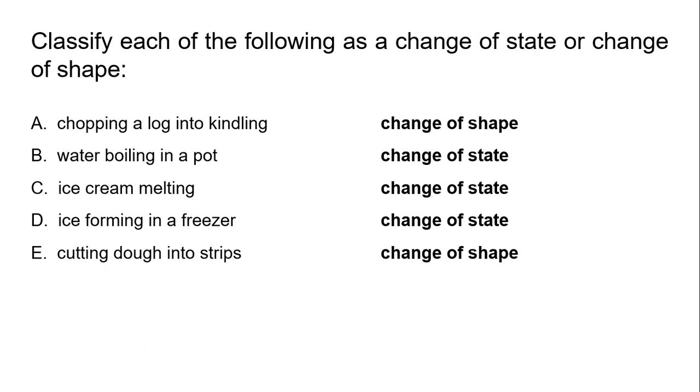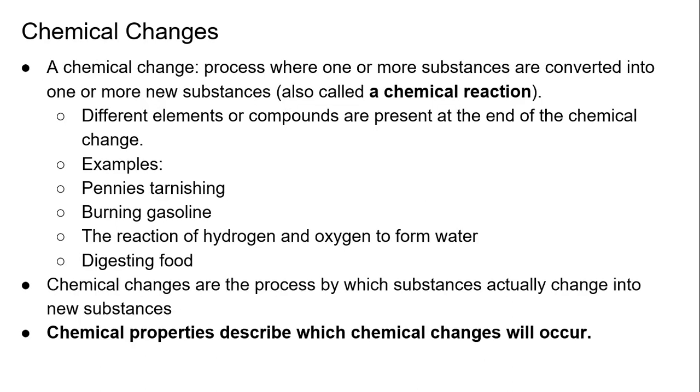Change of shape. Water boiling in a pot. It's going to evaporate, so it'll be a change of state. Ice cream melting. It is still ice cream. It's just in a different phase, so change of state. Ice forming in a freezer is a change of state. And cutting dough into strips is a change of shape.